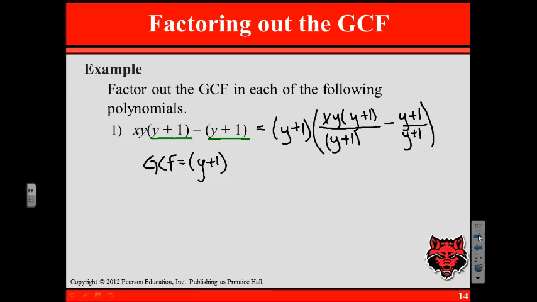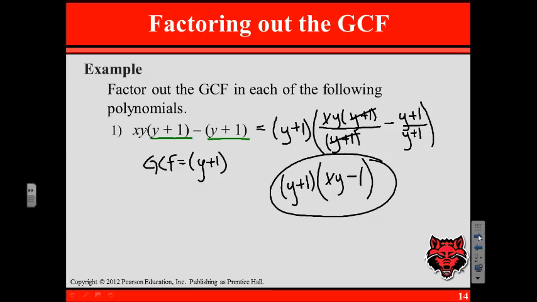And then we divide. So we have y plus 1 times, the y plus 1's cancel in the first term, and we're left with xy. When the y plus 1's cancel in the second term, if the whole thing cancels, we're left with a minus 1. It'd be just like if we had 5 divided by 5. When the numerator and denominator are the same, that equals 1.